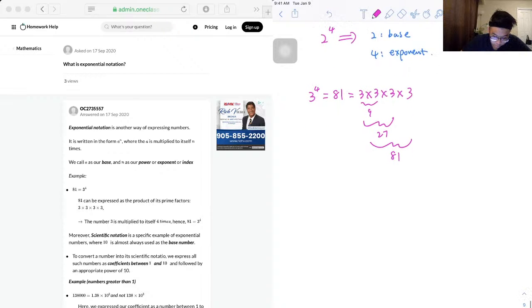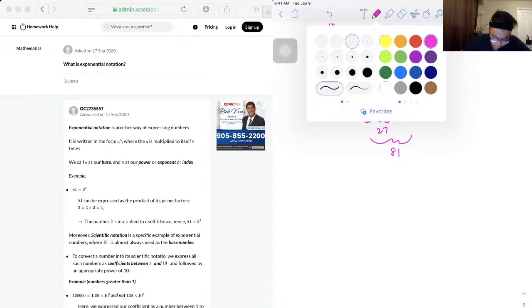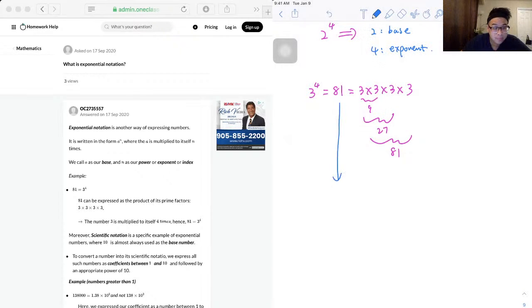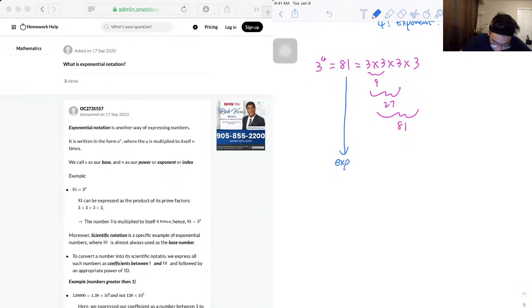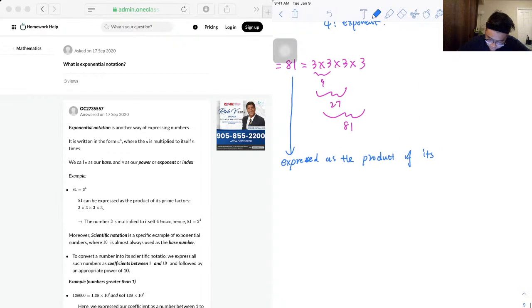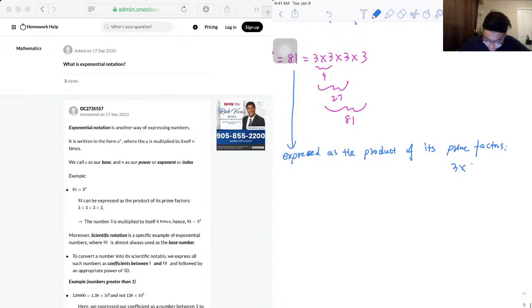And also here, 81, we can also express as the product of its prime factors, which is just 3 times 3 times 3 times 3. And we know 3 is a prime number. Right.